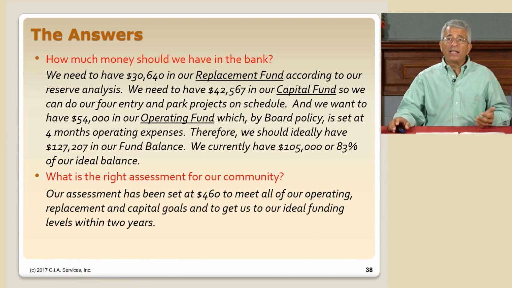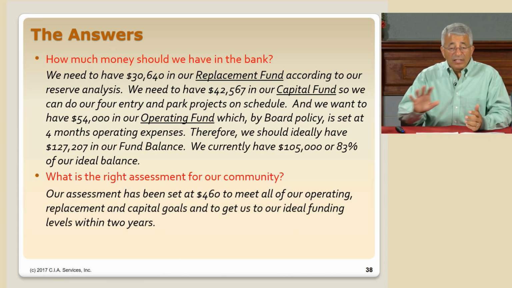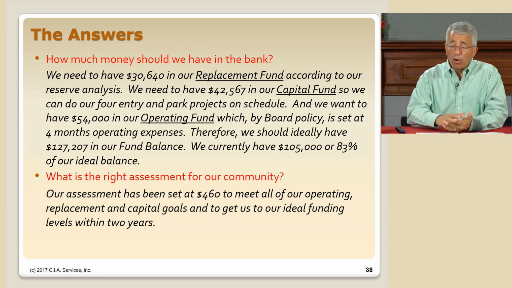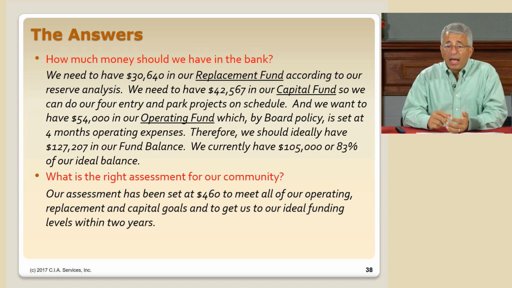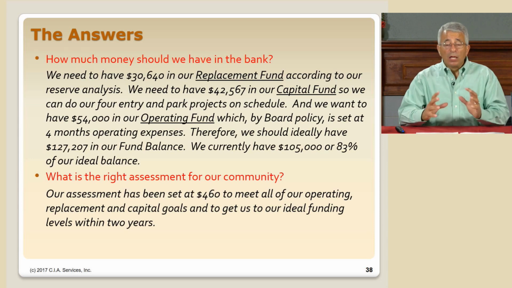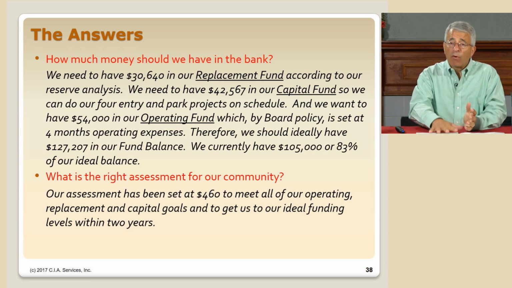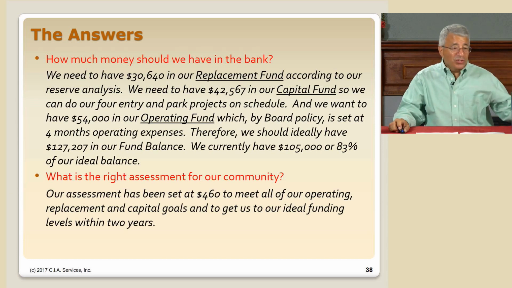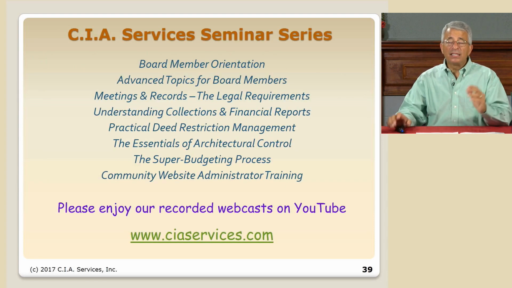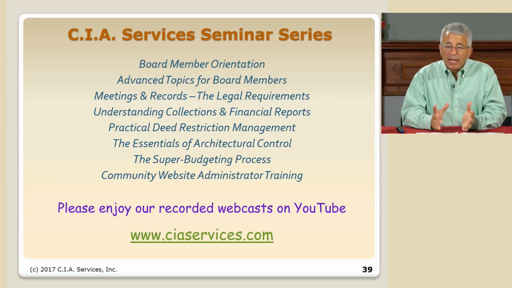And then, what's the right assessment for our community? Well, our assessment's been set at $460, and that'll meet all of our operating, replacement, and capital goals that we were just describing earlier in the meeting. And it'll also help us get up to our ideal funding level, and we'll be there in 2 years. So we've calculated what the right assessment is for our community, and it's $460. So those right there are the questions, the answers, the science behind super budgeting. And I hope you found that this is really, really useful in planning the future of your particular community.